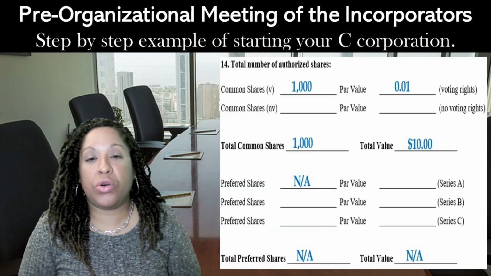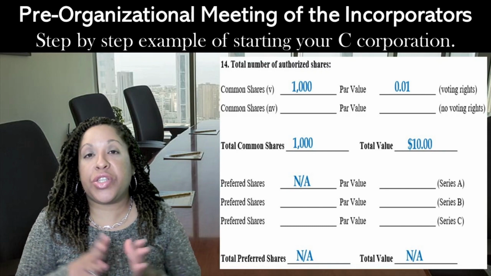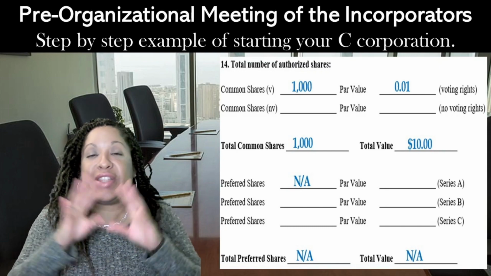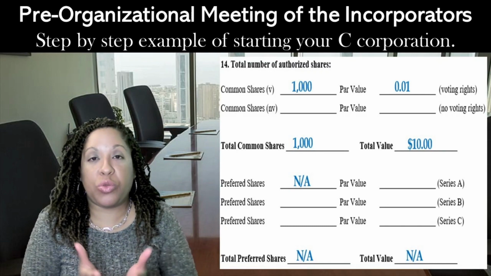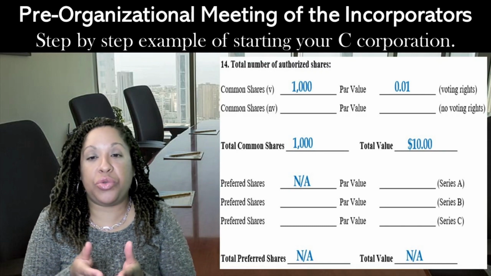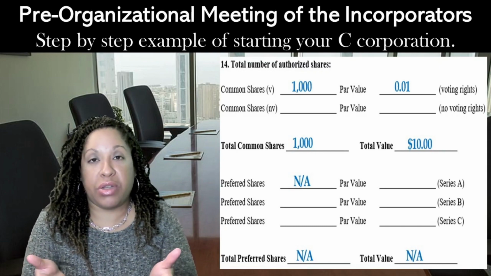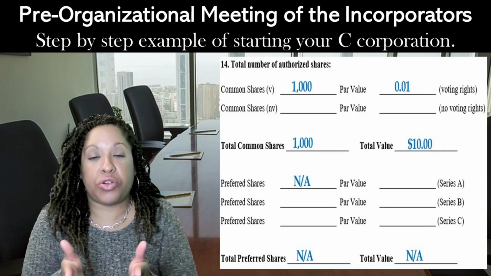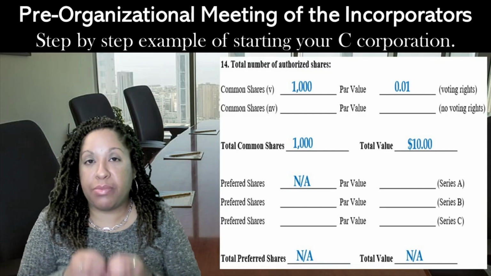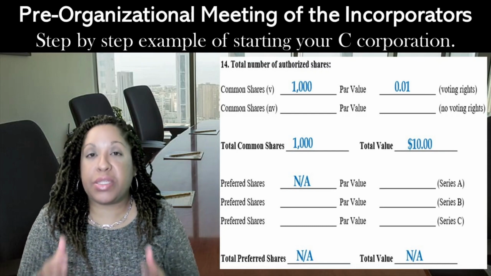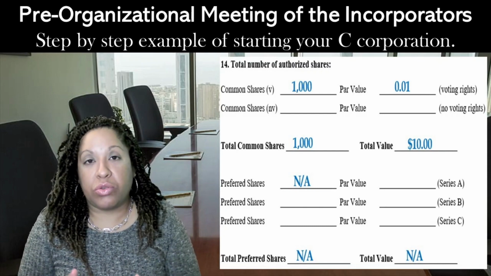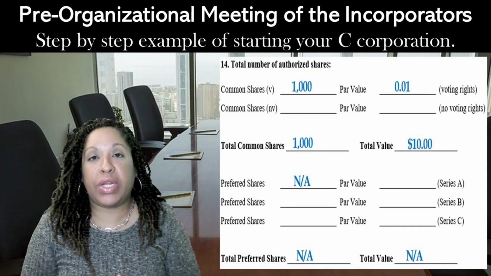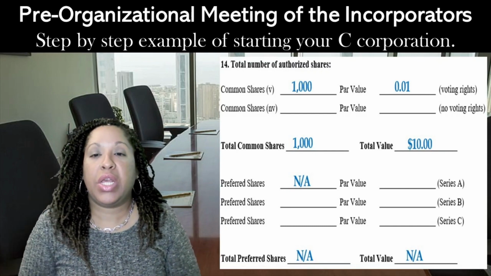All right, number 14, total number of authorized shares. So authorized shares are basically you're just saying these are the total number of shares the corporation will have and be able to distribute, based off of whatever the decision is in the shareholders agreement. So we're going to start off small, only because it is a small business. It's family owned. They don't have any expectations of bringing anyone in anytime soon.